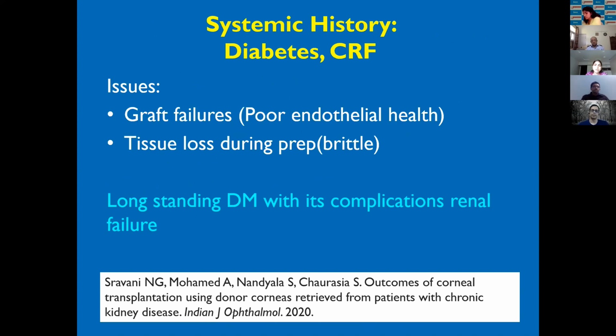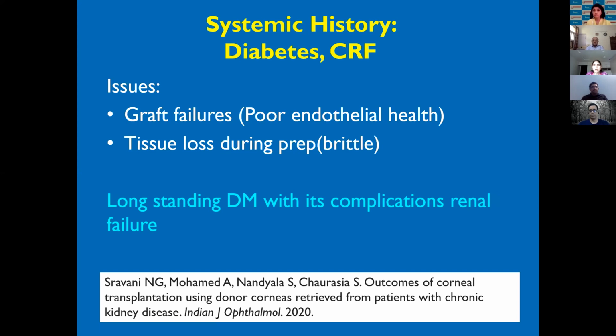What about systemic history of diabetes and chronic renal failure? It has been reported in various studies that diabetes interferes with tissue preparation. Some say that the cornea becomes brittle and there's more risk of graft failure because of poor endothelial health. These are not very consistent findings, and we also don't see that much with donors who have diabetes. It's not that we see them having a problem all the time.